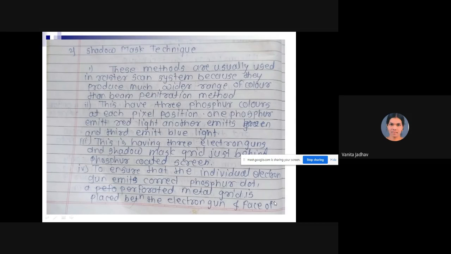So one is used in raster and another in random scan, and one has very limited colors and another has a very wide range of colors. That's why mostly we use the shadow mask technique with CRT. Whatever color monitor CRTs are available nowadays all use the shadow mask technique because they use a wide range of colors, and that's why we get good quality pictures or images on the screen. So this is about color CRT.